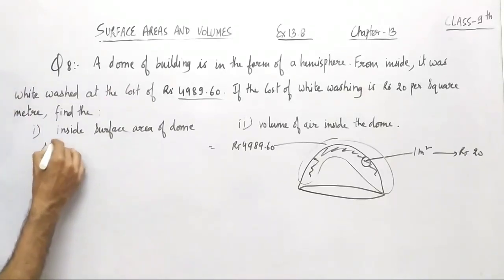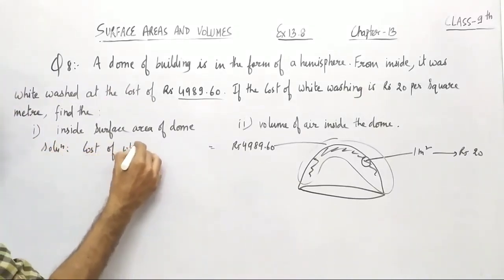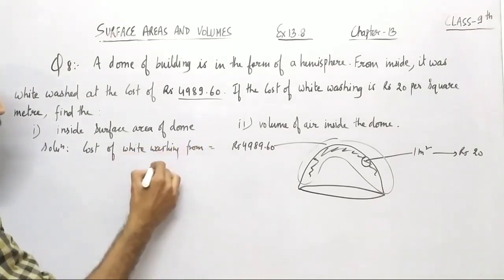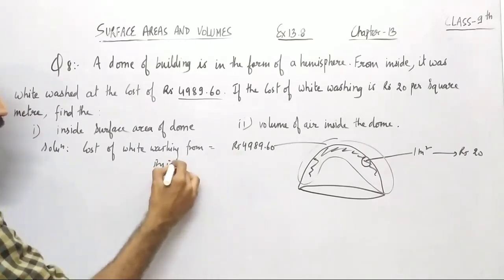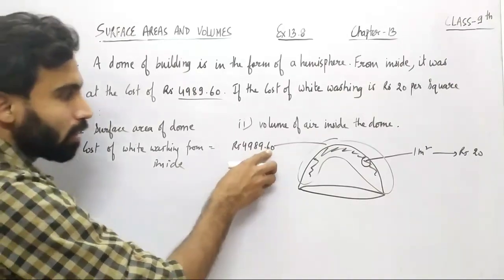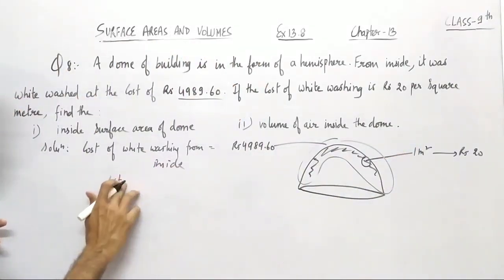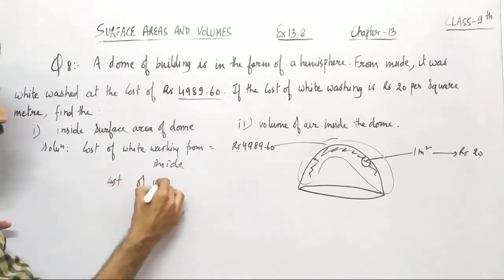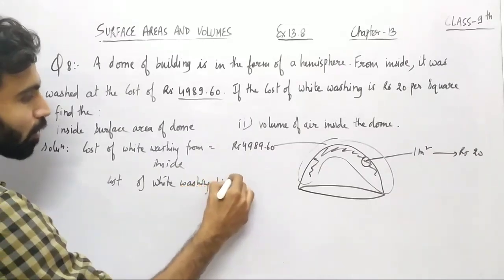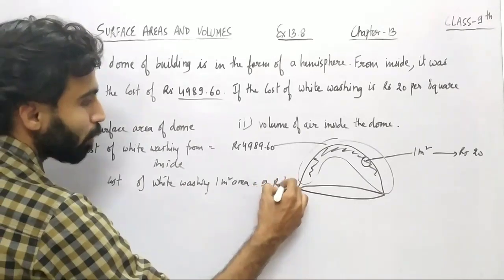So let me just start the solution here. So what is given is the cost of whitewashing from inside, that is given to us as rupees 4989.60, right? Also the cost of whitewashing 1 meter square area is given to us as 20 rupees, right?